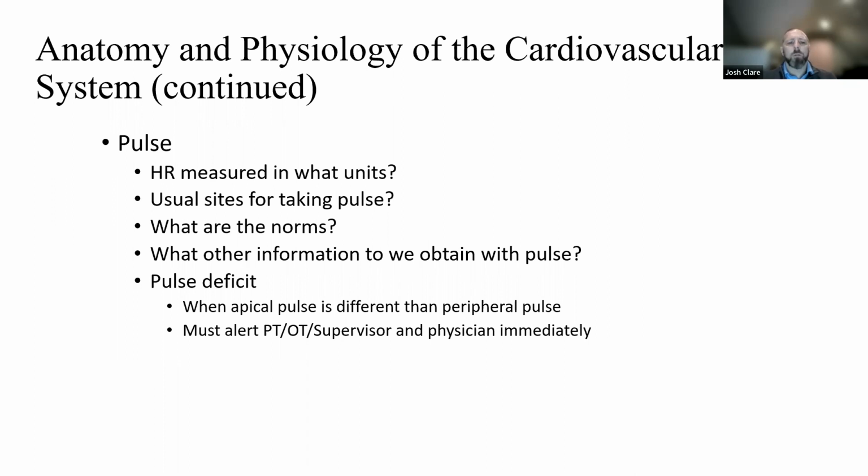So what do we already know? We know how to assess pulse. Heart rate is measured in what units? Beats per minute. Usual sites for taking pulse: brachial artery, radial artery, sometimes carotid, although there are a lot of baroreceptors in the carotid artery.